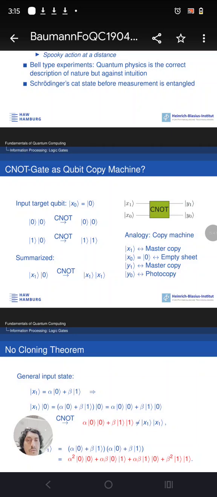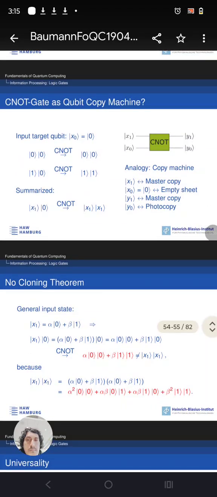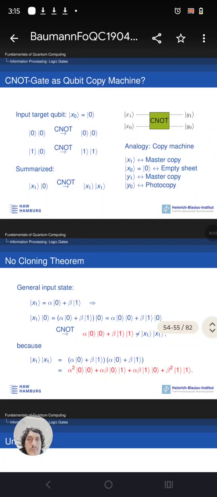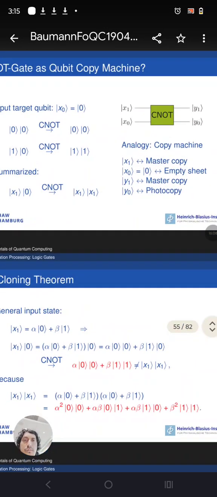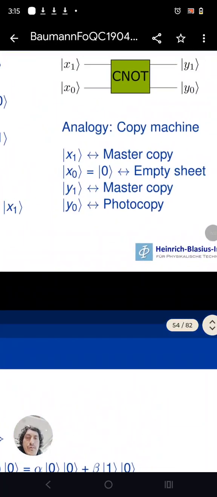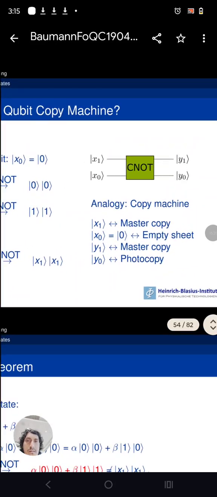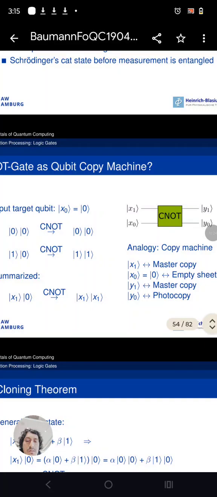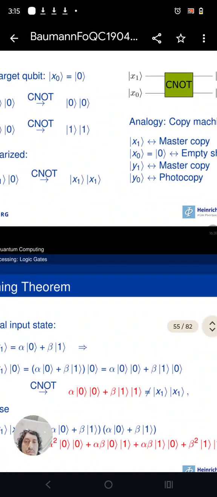CNOT gate as qubit copy machine. So this is an analogy of the CNOT gate with a copy machine. So X1 is the master copy, X0 is the empty sheet, Y1 is the master copy, Y0 is the photocopy. X0 is 0, empty sheet. Okay, that's one way to look into it.